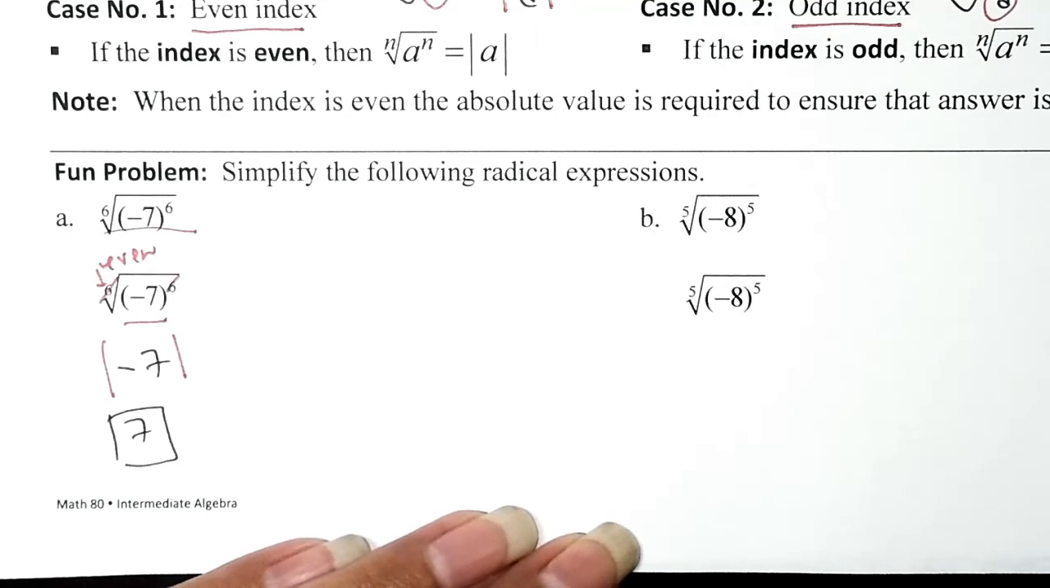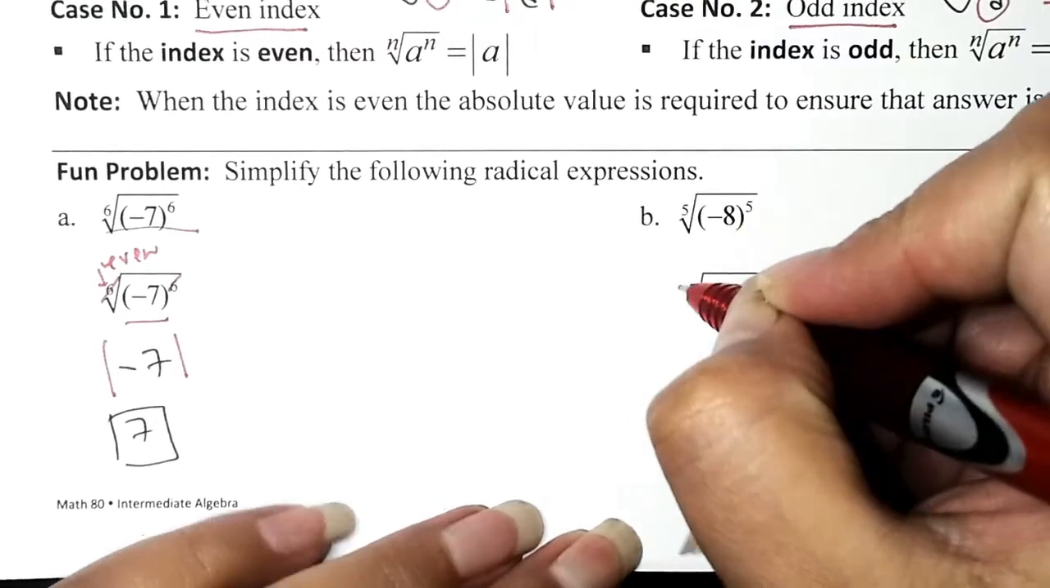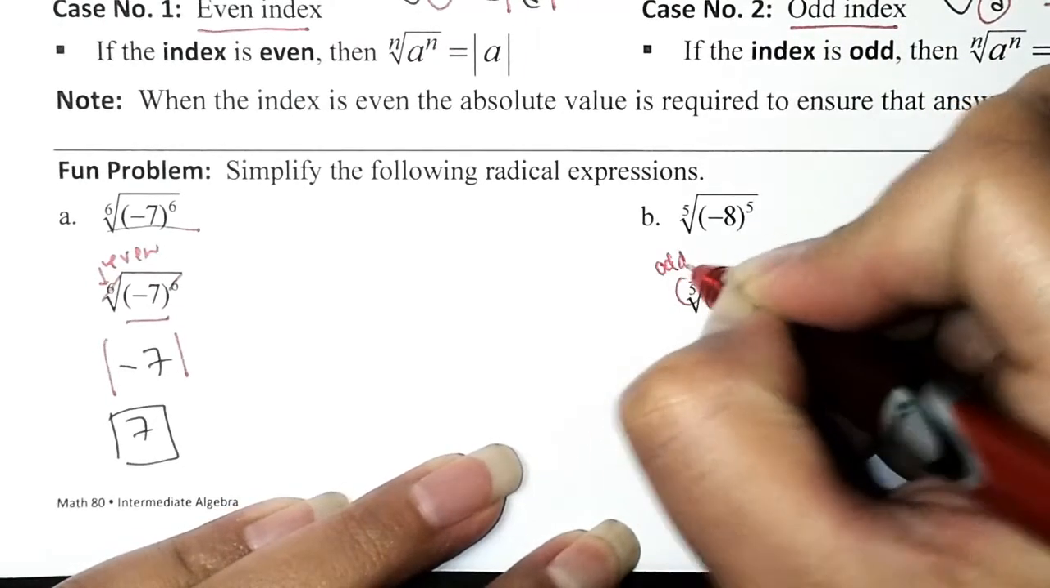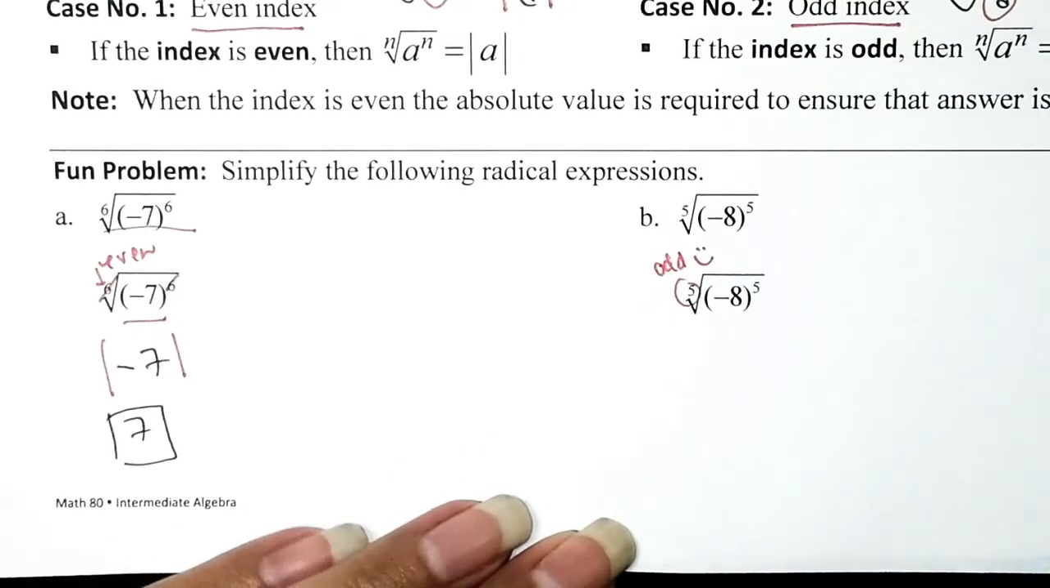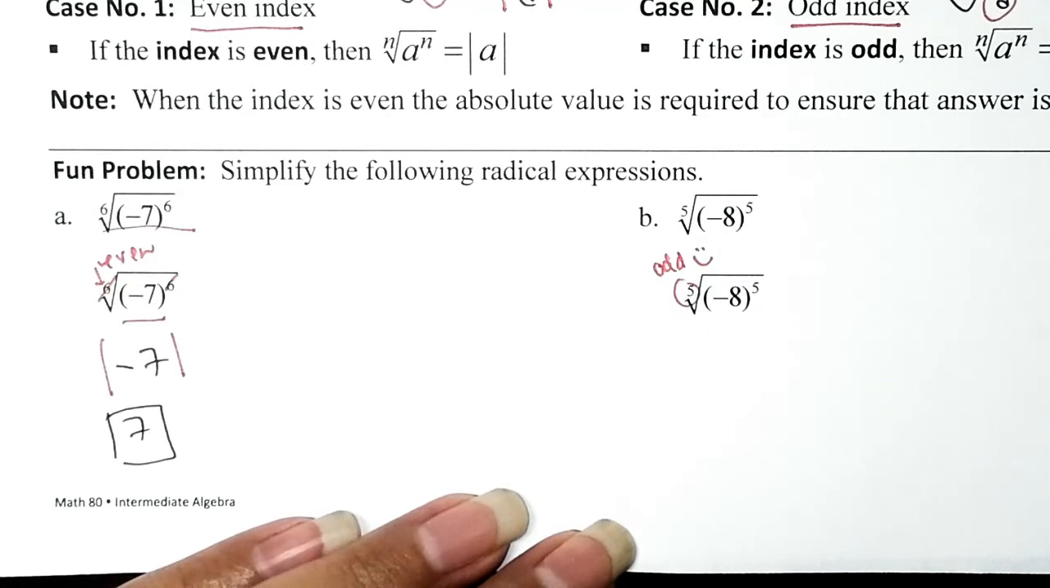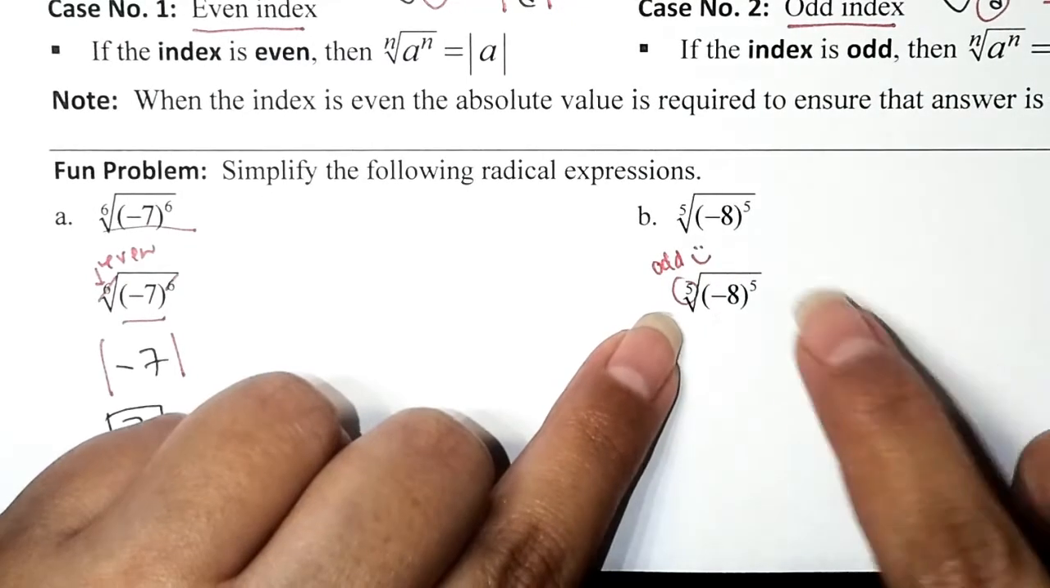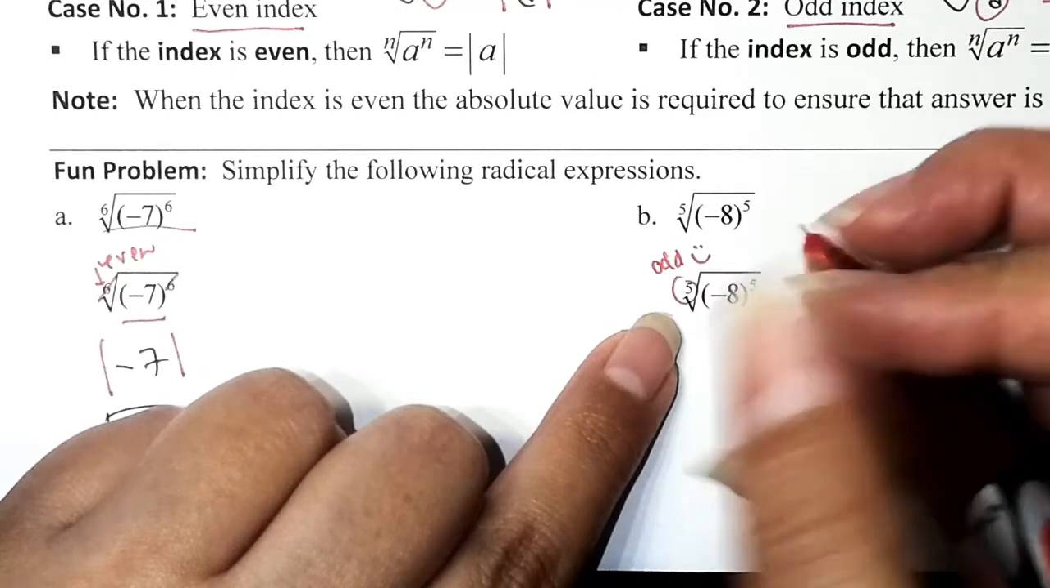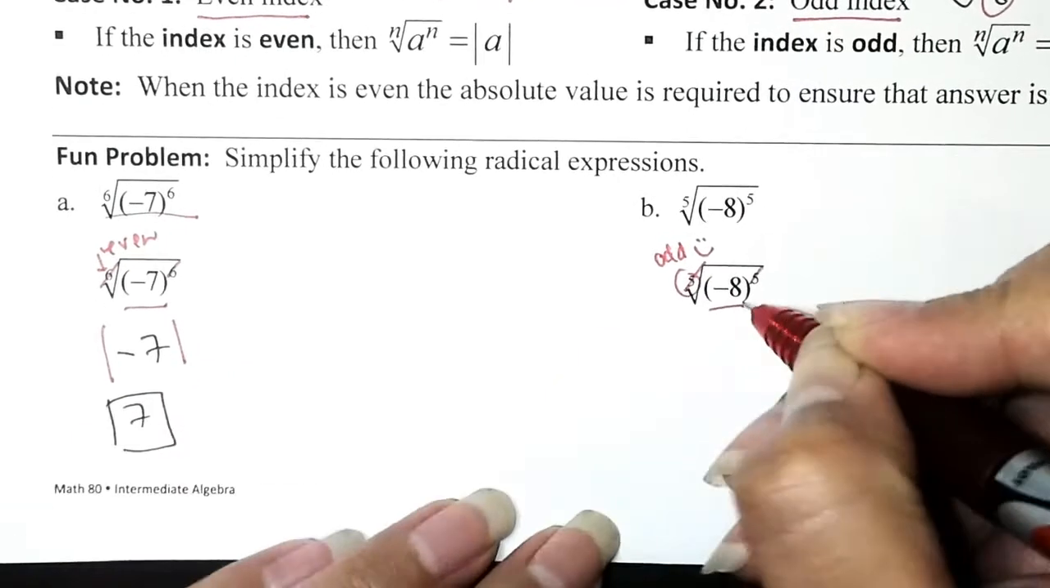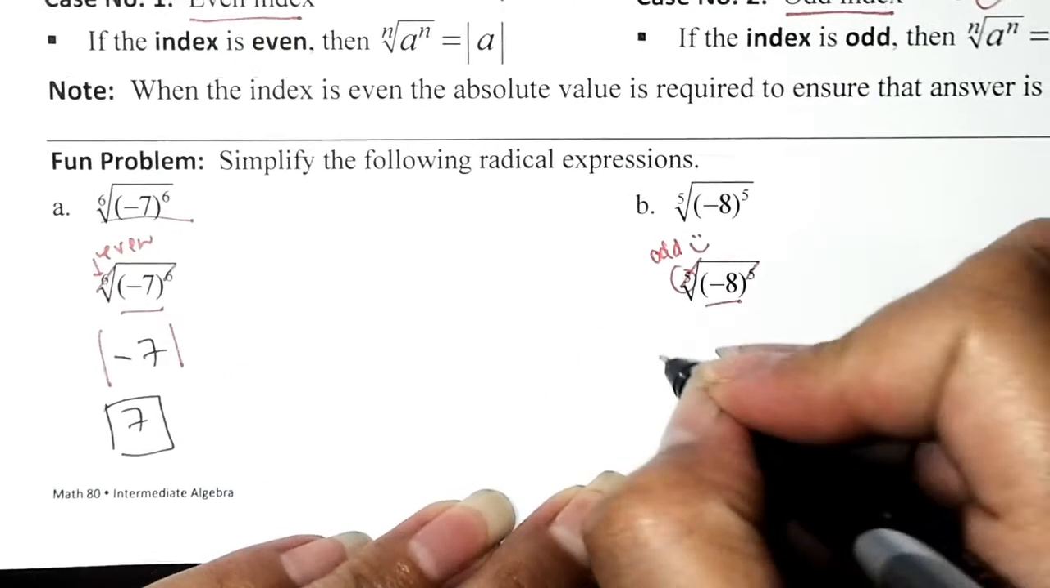Problem B, we have the 5th root of negative 8 raised to the 5th power. Let me highlight whether the index is even or odd. In this case, the index is odd, so that makes me happy because I don't have to worry about those absolute values. Index is 5, power is 5, they're the same, so they undo each other, and that will leave us with the radicand of negative 8.